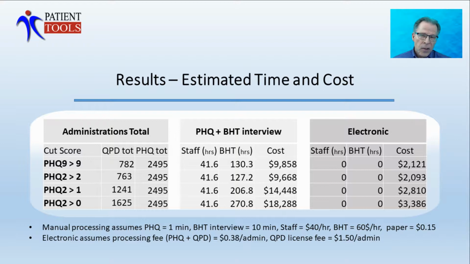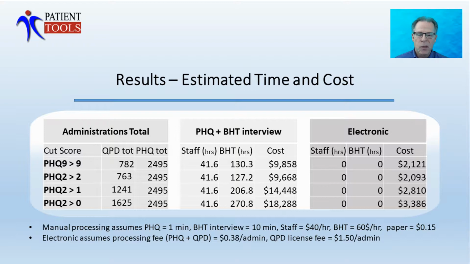And then the basic cost for using paper: just the procurement, printing, handing out, and all that kind of stuff, just handling of paper and disposal of paper and so forth. We're just saying 15 cents any time that you give that PHQ-9 using paper to go through the process. So that's how you manage that manual side of the whole thing.